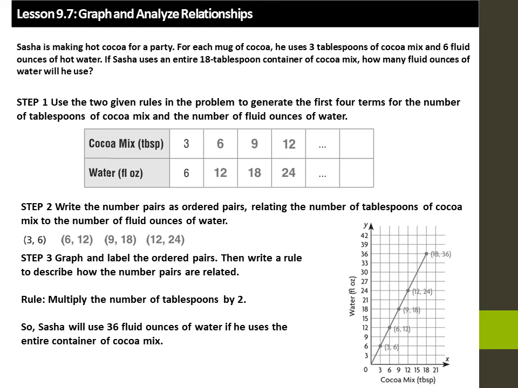So, to find the number of fluid ounces of water, you must multiply the number of tablespoons of cocoa mix by 2. Sasha uses the entire 18 tablespoon container of cocoa mix. So to find the number of fluid ounces of water, I must multiply 18 by 2. 18 times 2 is equal to 36. So Sasha will use 36 fluid ounces of water if he uses the entire container of cocoa mix.